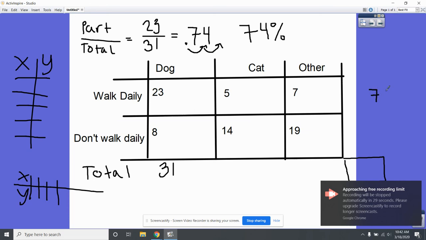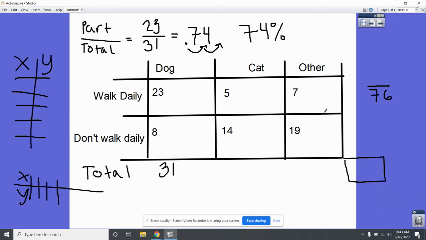So there are 76 total people who were asked, and I could say of all the people who were asked, what percent have a dog and walk daily? So I can just do 23 divided by 76, and I would get 0.30, which I can move my decimal 2 spaces, and that would be 30%.